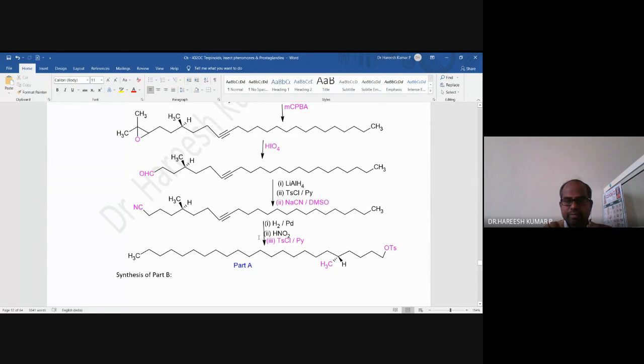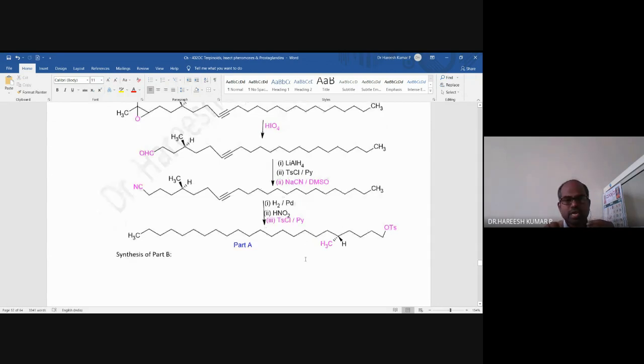I will repeat this particular step. Hydrogenation in presence of palladium charcoal means a triple bond is converted into double bond and then into single bond. This is not a Lindlar catalyst. During this triple bond reduction, hydrogenation also occurs to the nitrile. Nitrile is converted into amine. Again, when the amine is treated with nitrous acid, it gets converted into diazonium salt. The diazonium salt, when it is treated with tosyl chloride, will give you tosylate. This is about the part A synthesis of the stereoselective synthesis of nanocosane.